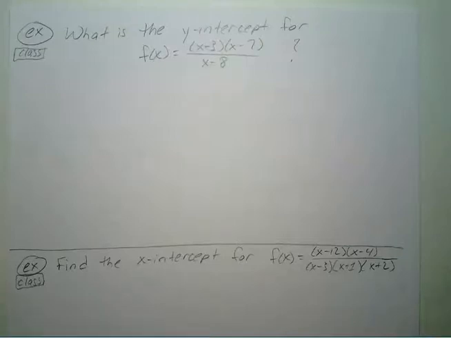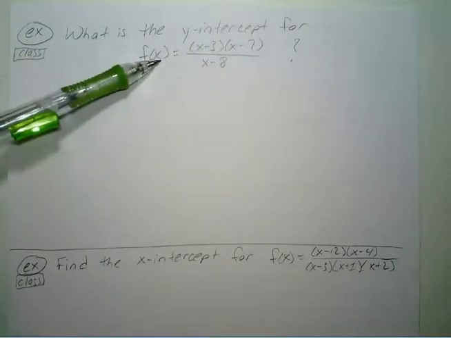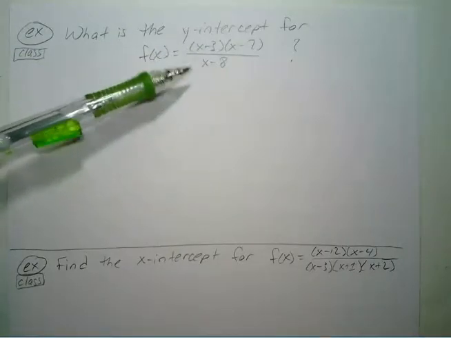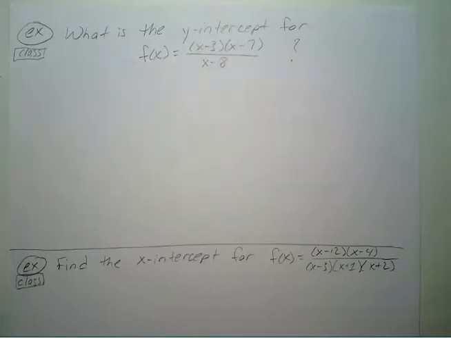First, I want you to find the y-intercept for f of x equals x minus 3 times x minus 7, divided by x minus 8. And next, I want you to find the x-intercept for f of x equals x minus 12 times x minus 4, divided by x minus 3 times x plus 1 times x plus 2. Go ahead and press pause and try this on your own. I'm assuming you have pressed pause and worked this out, so let's verify your answer.